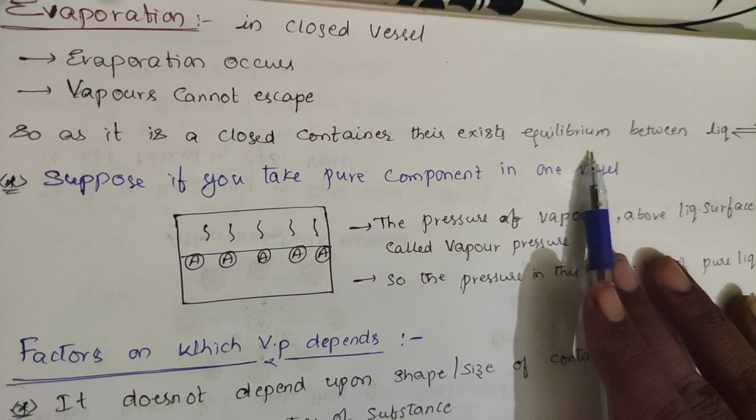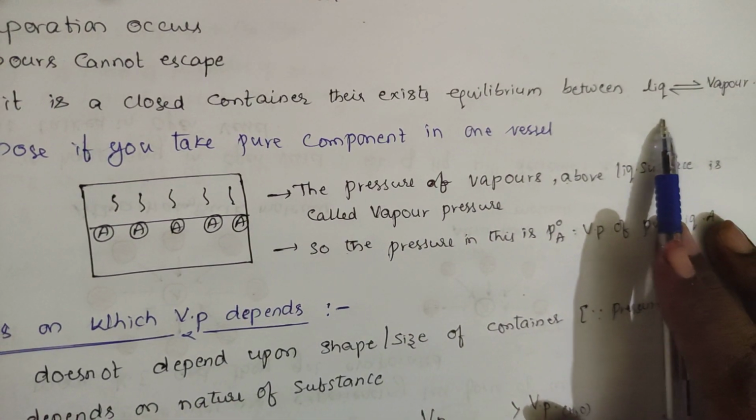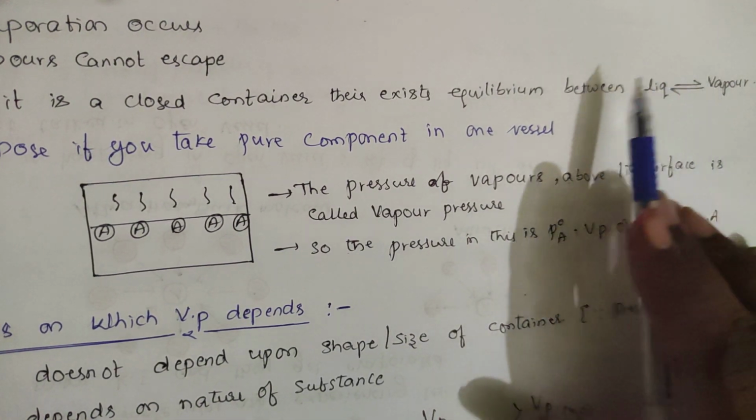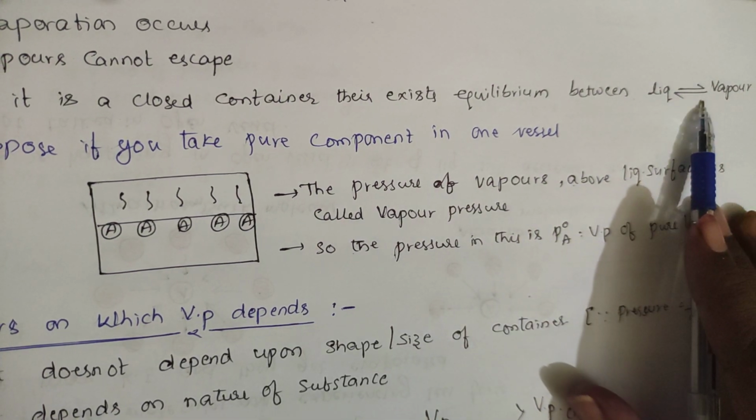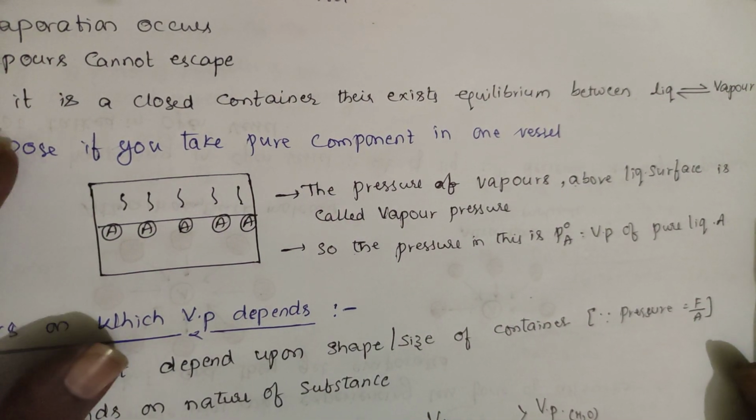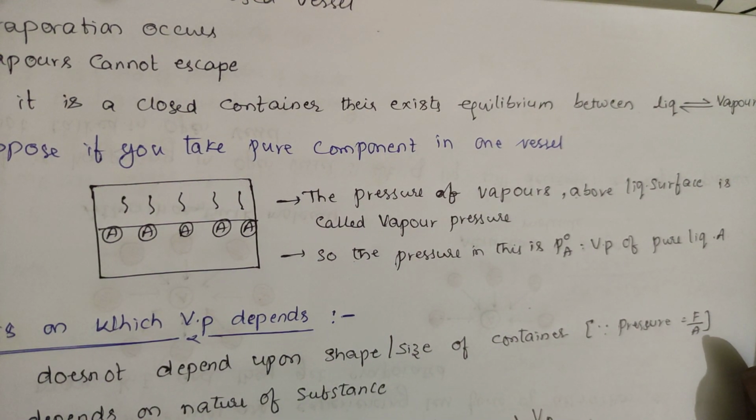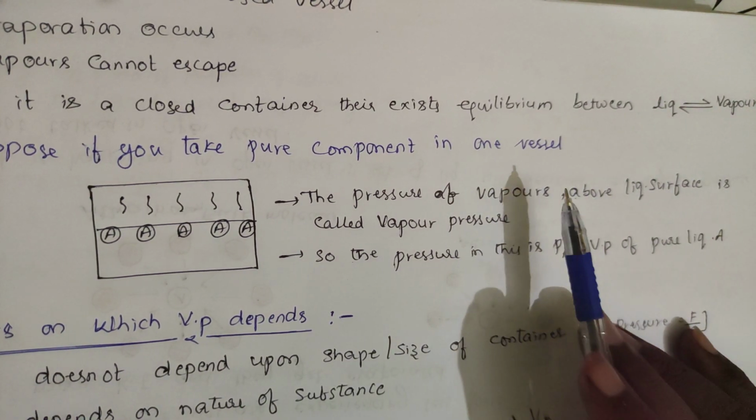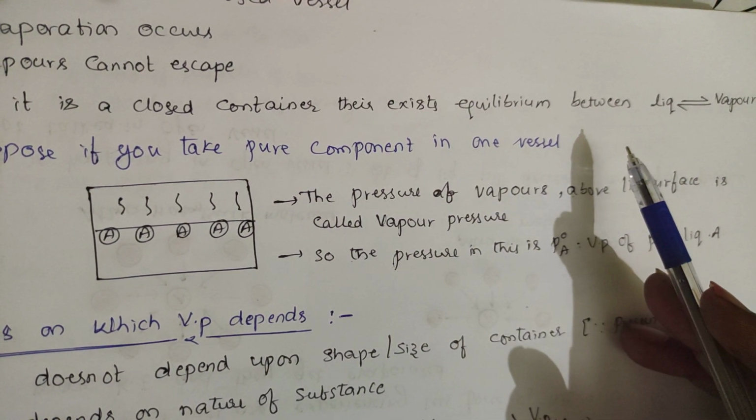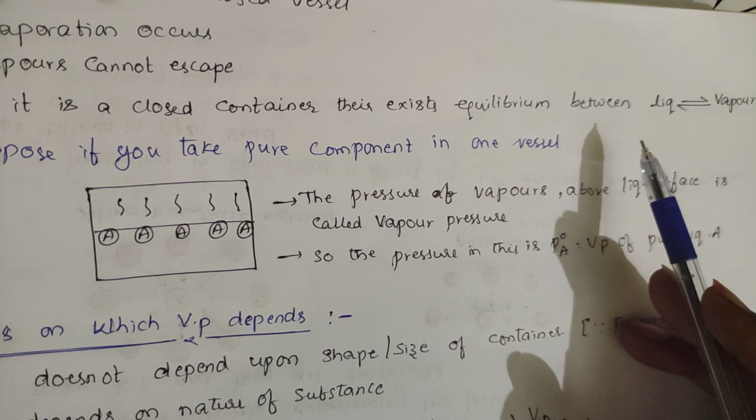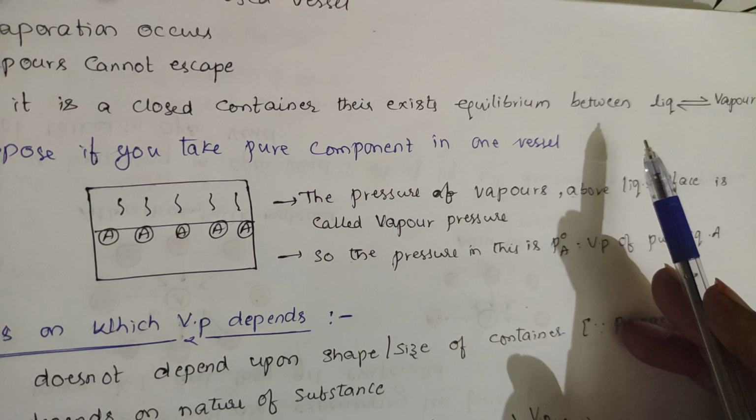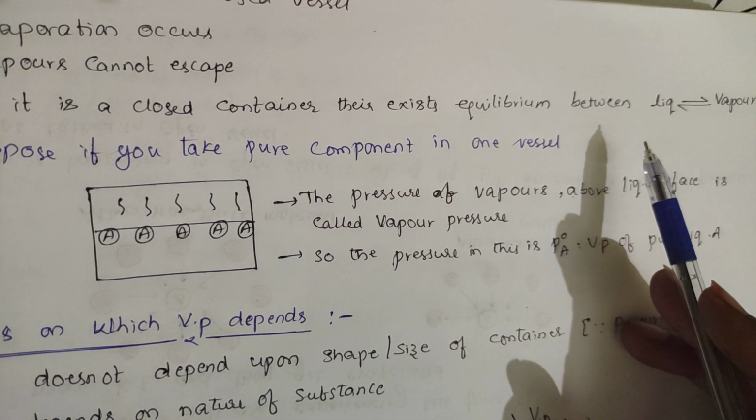At one particular point, the number of vapors getting converted into liquid and the liquid getting converted into vapor will be equal. Already you have learnt this in your first year, in the equilibrium chapter. There will be equilibrium in a closed vessel. If you keep a liquid in a closed vessel, the number of particles getting evaporated and the number getting condensed into the liquid state will be equal at one particular point.